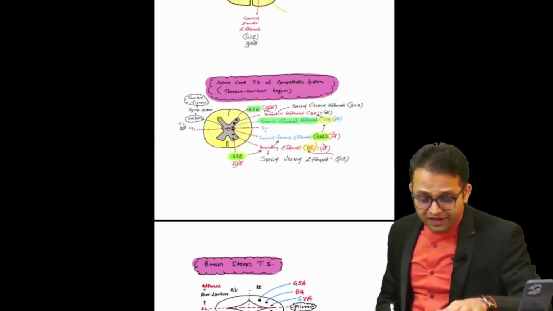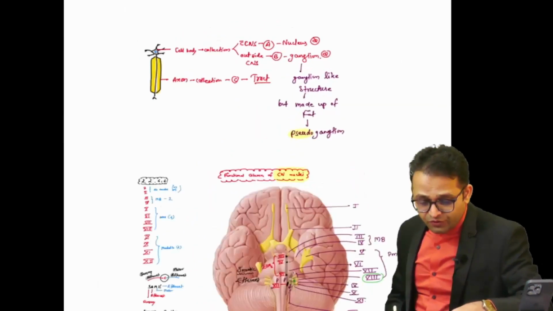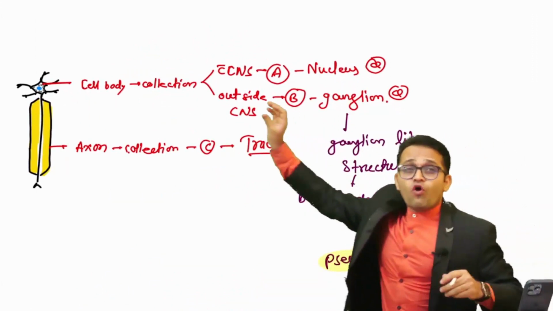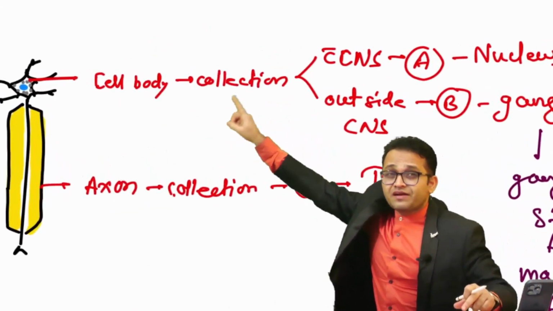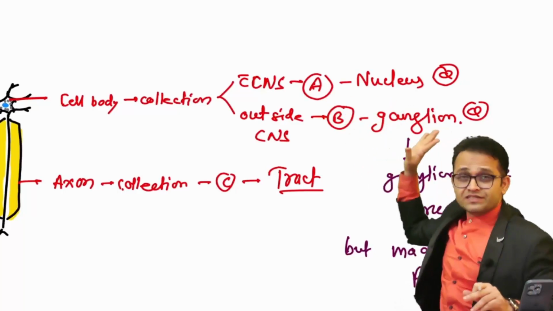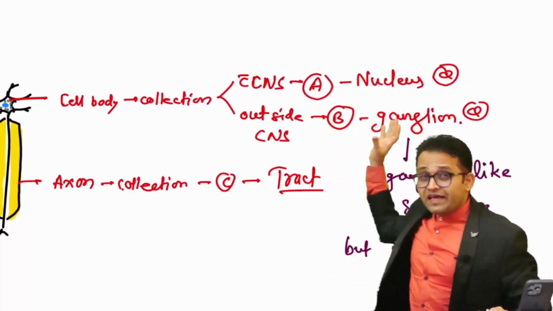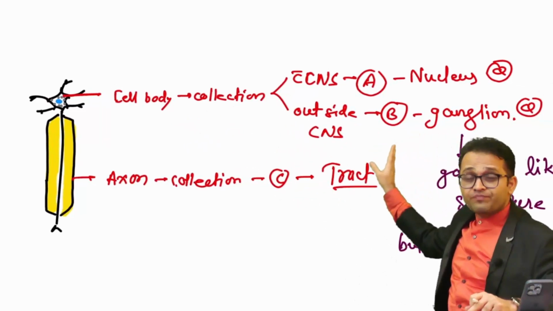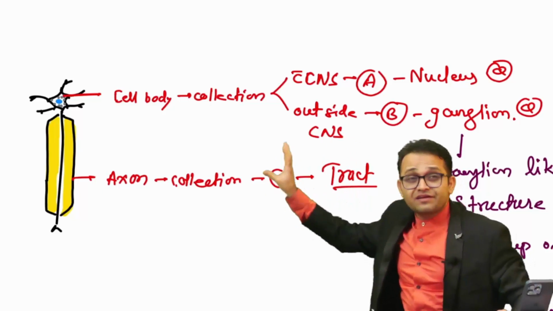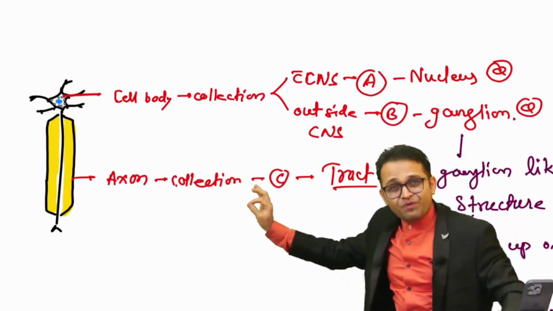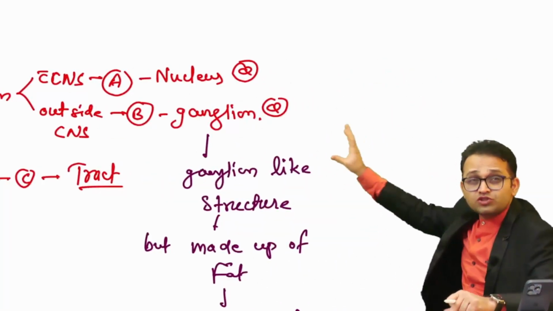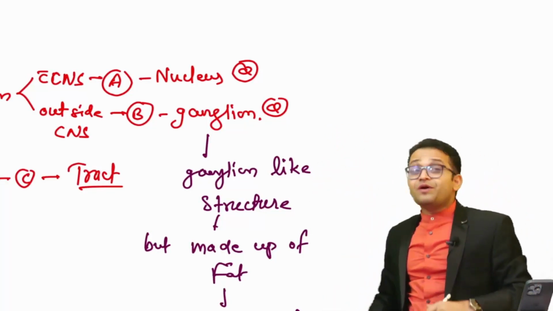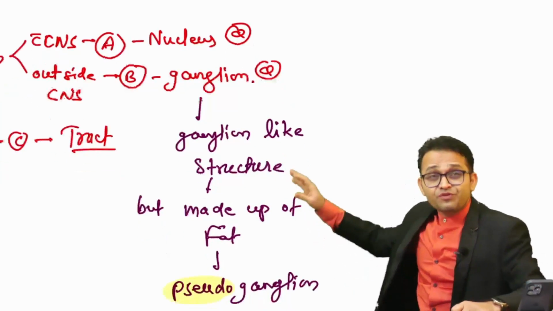Just one quick recap of our previous video. We talked in yesterday's class for the first MBBS students. What is the nucleus? Collection of the cell bodies within the CNS. What is the ganglion? Collection of the cell bodies outside the CNS. What is the tract? Bundle of the axons. I also told you what a pseudoganglion is: a ganglion-like structure, but not made by nerve, made by fat.